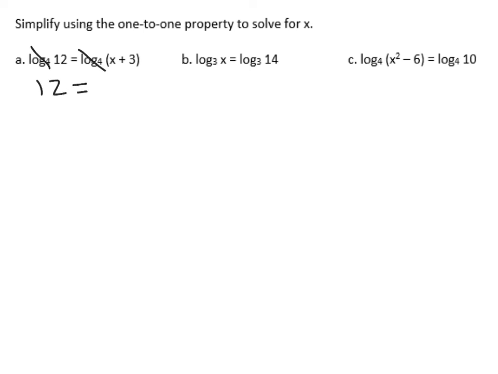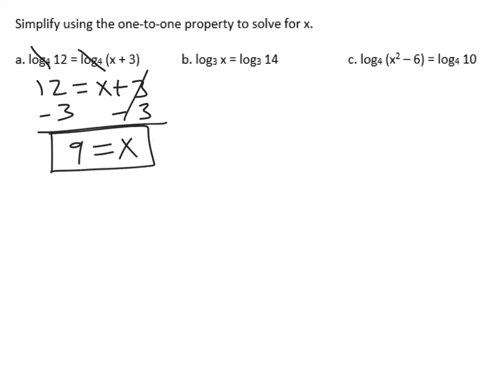And it works out nicely when it happens, that if you have one log on each side and it's the same base, they just cancel. And you get x equals 9. Same thing right here. This one's a really nice one. Get rid of the log base 3's, and you're like, oh, sure. There you go. X would have to be 14 to make that statement true.